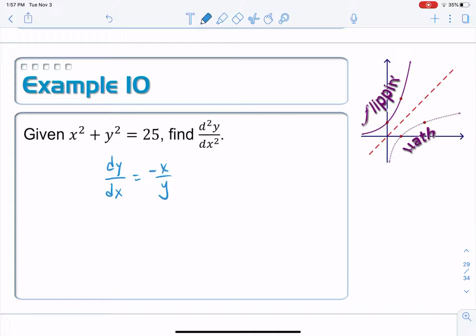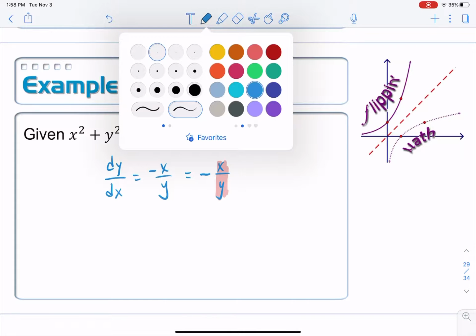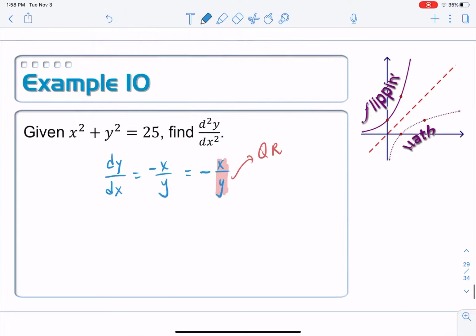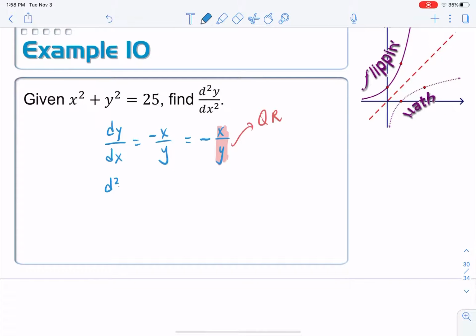Now that negative sign, I've got a choice. I can either tag it with the x, tag it with the y, or just bring it out front and kind of ignore it until the very end. Whenever I go to take the derivative of this first derivative, notice I have a quotient, which means I will need to use the quotient rule on this one. You could bring that y up to the top with a negative 1 power and then use the product rule if you really wanted to, but I don't.